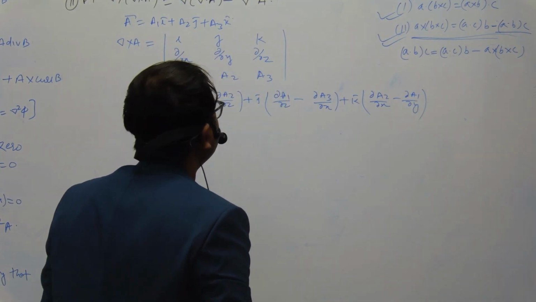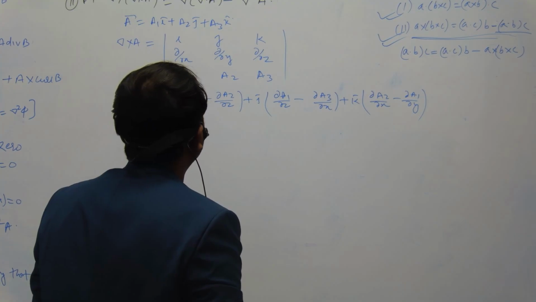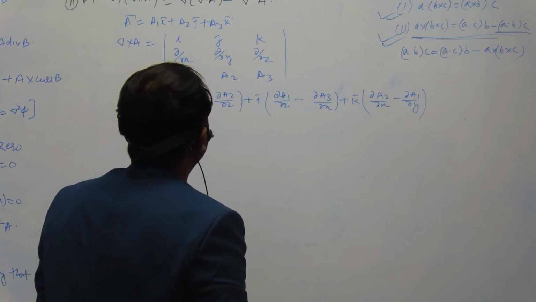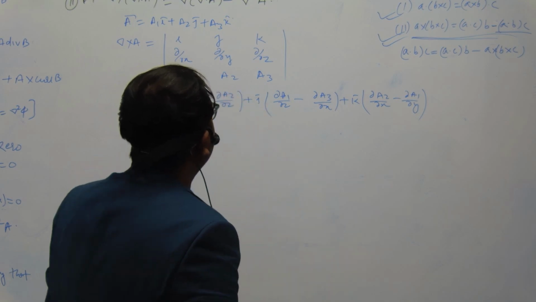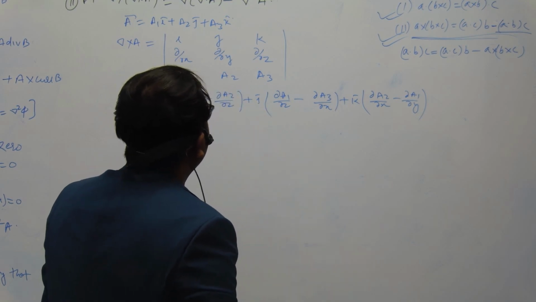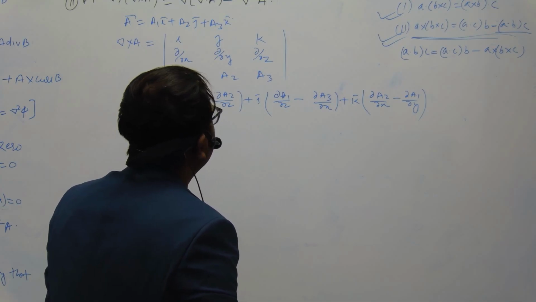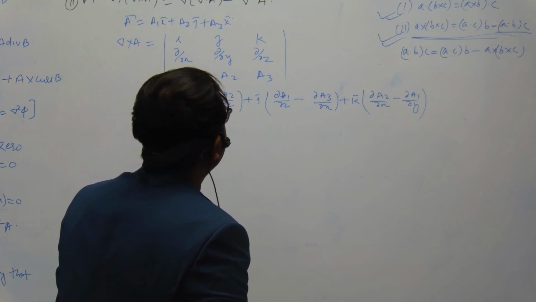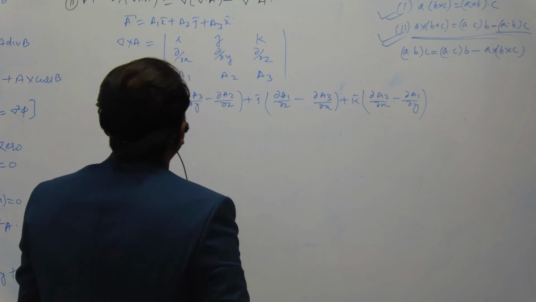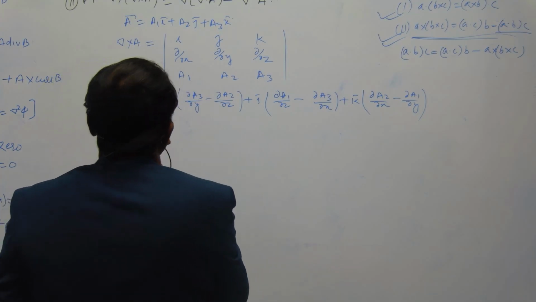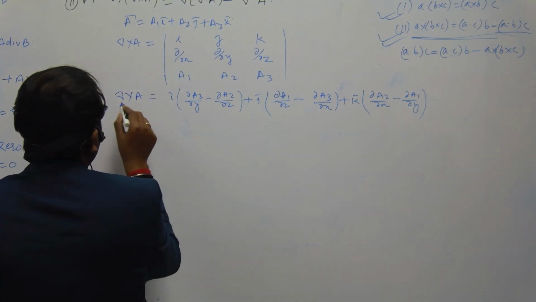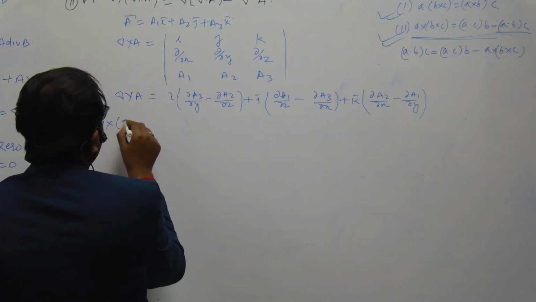Okay, del a3 upon del y minus del a2 upon del z plus j, this is del a1 upon del z minus del a3 upon del x plus k cap, this is del a2 upon del x minus del a1 upon del y. Okay, this is del cross A. Now let us take the cross product with this del cross A.